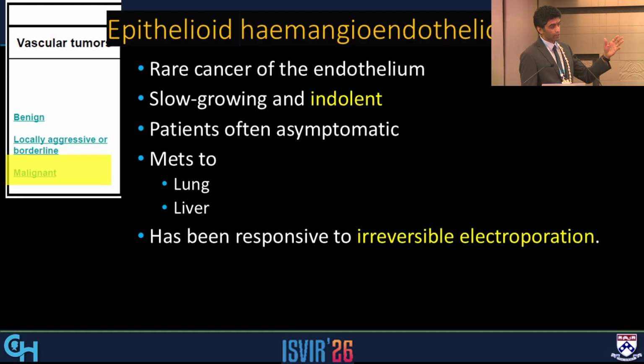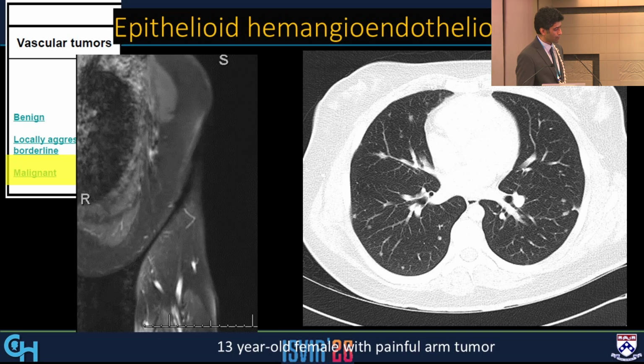It is a very slow-growing, indolent tumor, as opposed to angiosarcoma. It has mets to the lungs and liver, but the patient actually does pretty well despite the fact that there are mets to multiple organs. This is one case here coming up. An intramuscular lesion looks like, for example, the intramuscular fast flow anomaly, but on biopsy, this was an epithelioid hemangioendothelioma. There were multiple small lung mets. These lesions respond well to irreversible electroporation, just to keep that in mind.